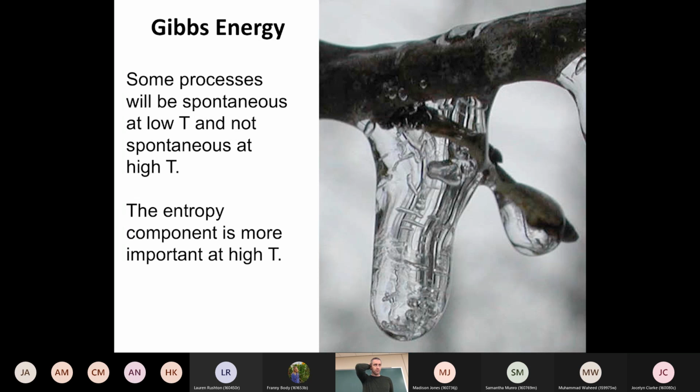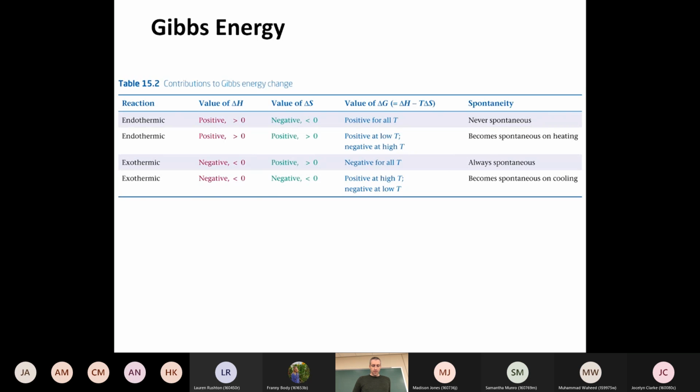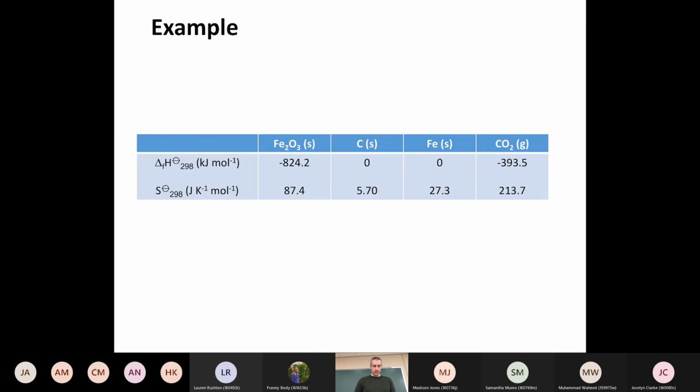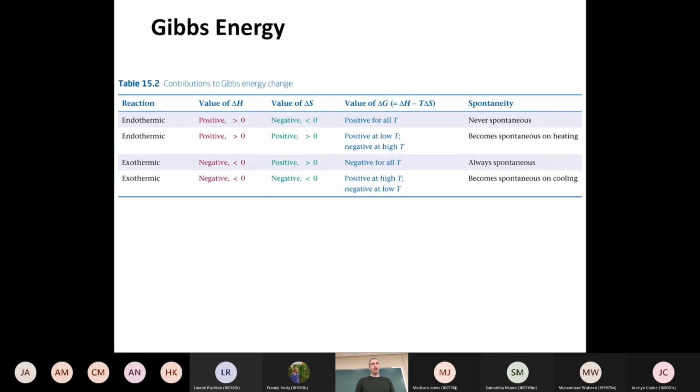Great. So yeah, this is just my example of freezing, where water will freeze at one temperature, but not another. One other thing that we can actually look at with Gibbs energy is this idea that we can predict if a reaction is going to be spontaneous or not, just by looking at the delta H and delta S. And if you think about it, remember, delta G equals delta H minus T delta S. We need delta G to be negative for this reaction to be spontaneous.